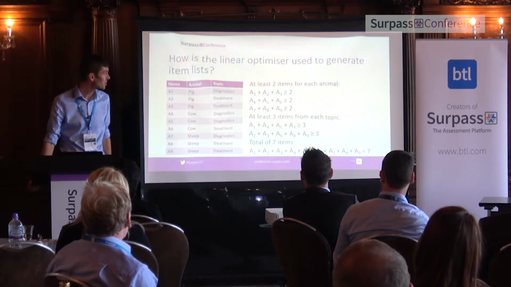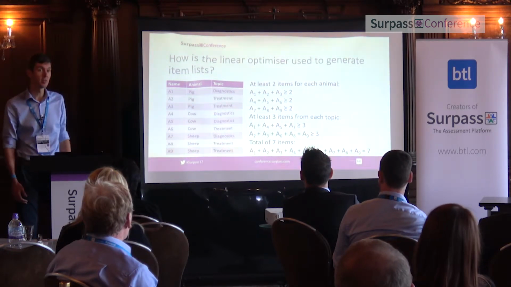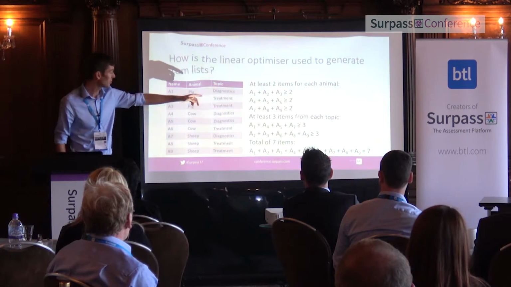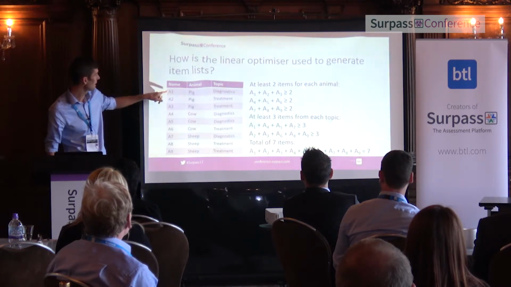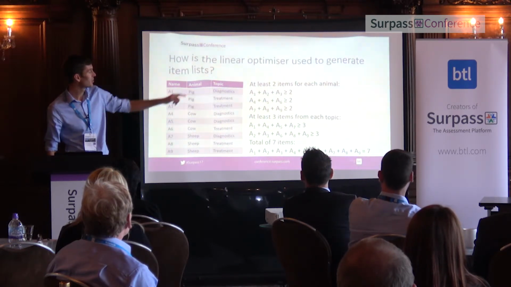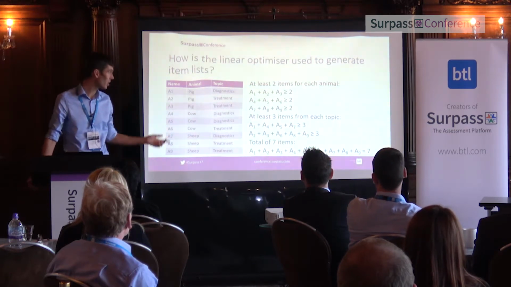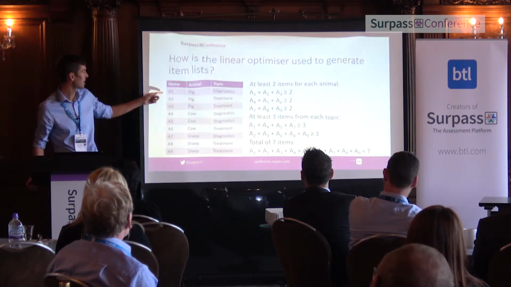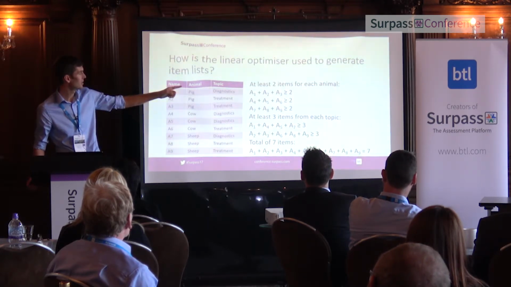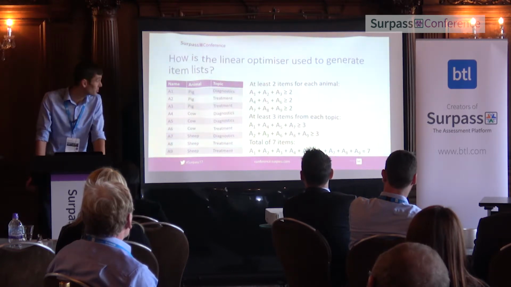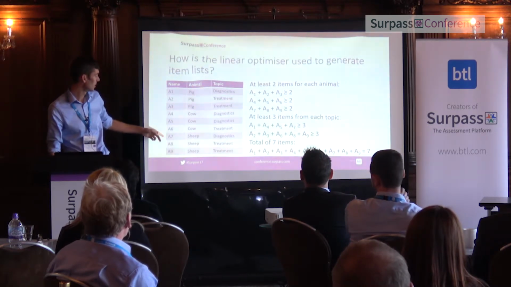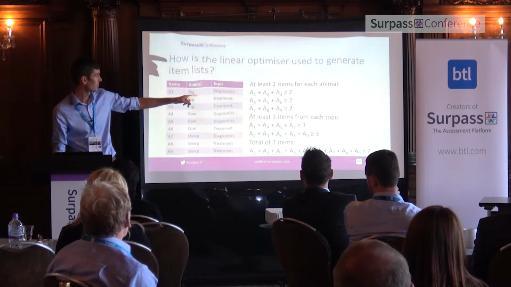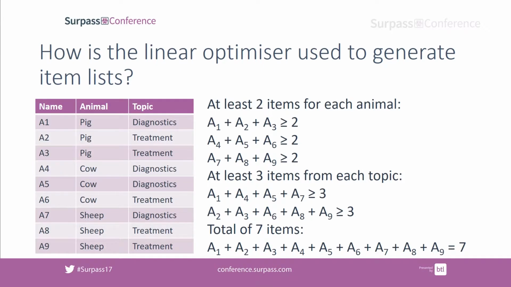The first constraint is we need 2 items for each animal. A simple mathematical representation of that is to take each of the variables for the pig items, A1, A2, A3. The sum of those must be greater than or equal to 2. Because if you've got only one pig item, say A1, but not A2 and A3, A1 would be 1, the other 2 would be 0, and the sum would be 1. We've not met our constraint. So we do the same for the other 2 animals. The second one is for cow, the third one is for sheep. Both cases greater than or equal to 2.